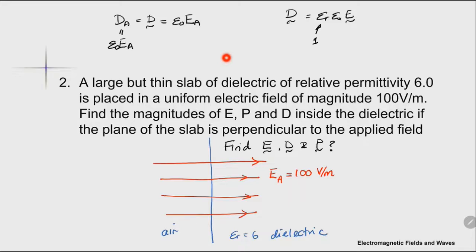But D is equals to epsilon R epsilon naught E. Okay, so if I write out this whole equation, DA is equals to D is equals to epsilon naught EA is equals to epsilon R epsilon naught E. So from this equation, you can find out what is D, you can find out what is E. And you know what is D, you know what is E, you can find the polarization.